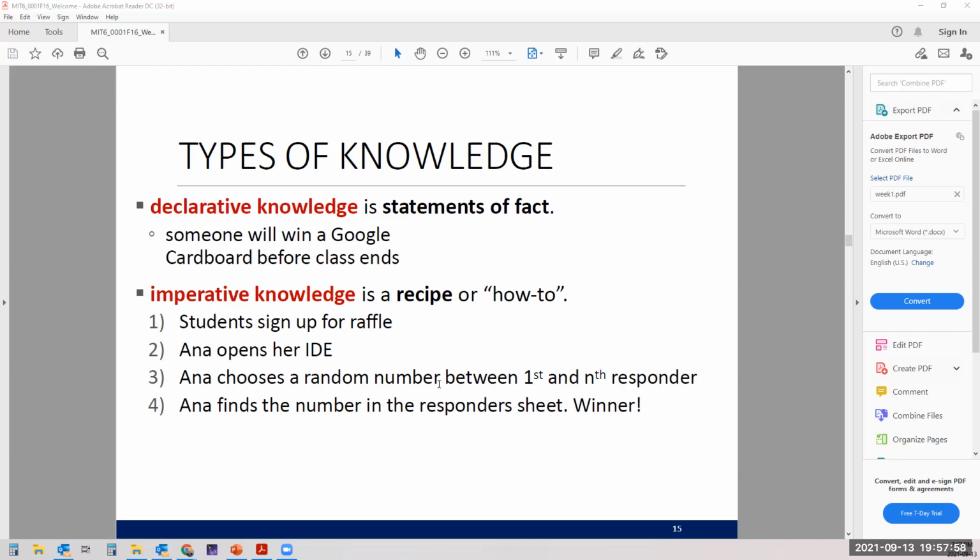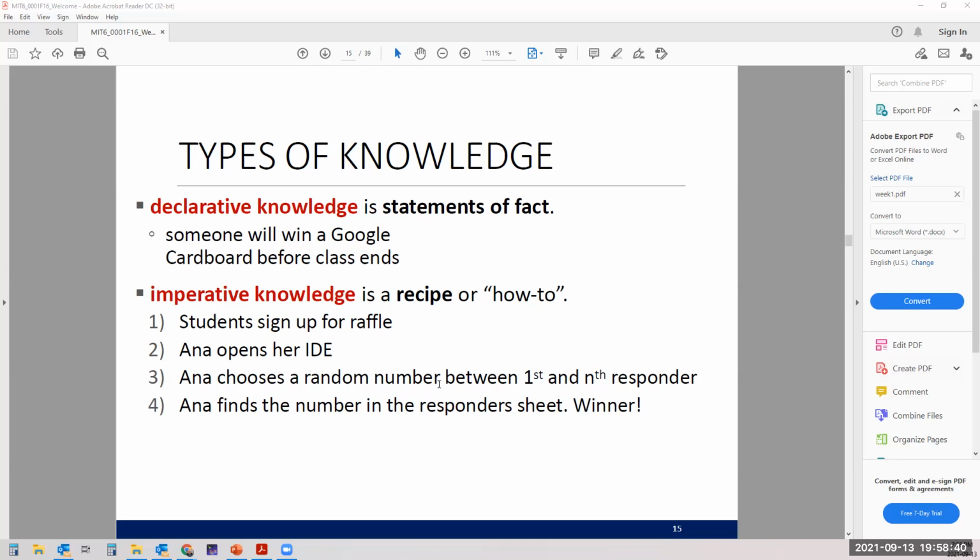So the fact we know, if we are in a class and there is a present like a Google Cardboard or whatever, is that one of the class members will win this Google Cardboard before the class ends. But the imperative knowledge, which is the recipe or how-to, is how we will know who will win the Google Cardboard.